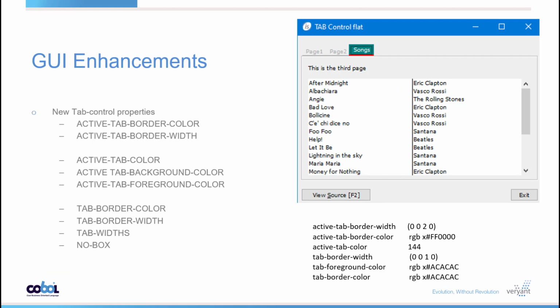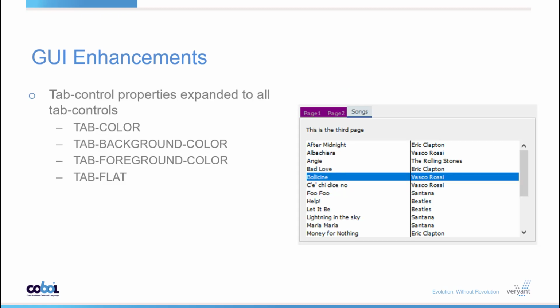There's a lot of GUI enhancements in 2021 R1. The tab control has new properties that change the look of the tabs. For instance, in the screenshot, the active tab has a 2-pixel wide border, with an active tab border color of red on the bottom with green background and white foreground colors. The non-active tabs have a 1-pixel border and text in dark gray.